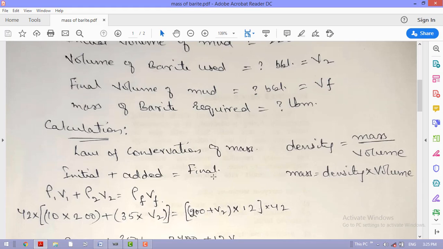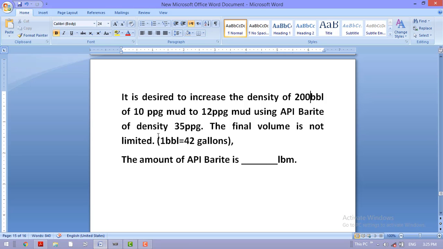For the final mass, the volume of the final mud will be 200 barrels plus the volume of barite you have added to convert 10 ppg to 12 ppg. So I wrote that as 200 plus V2, where V2 is the volume of barite. The final density is 12. Here you can notice that on both sides I have multiplied with 42, which is the information he has given in the question, that 1 barrel is equal to 42 gallons.